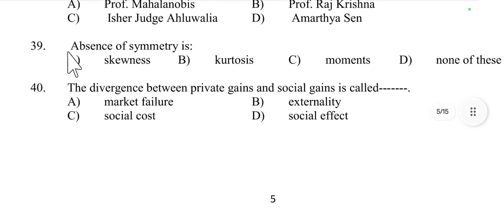Then question number 39, absence of symmetry is skewness. Yes, absence of symmetry is called skewness, meaning it is either positively skewed or negatively skewed. Symmetry means similar, equal, but absence of symmetry means skewness. So the right option is option number A.